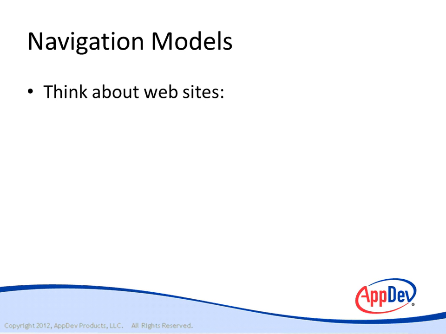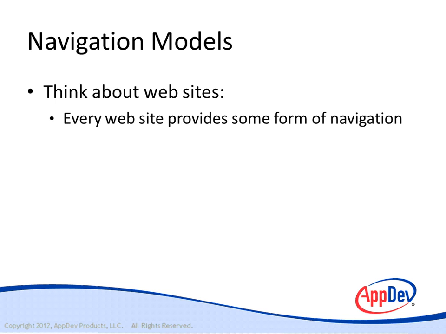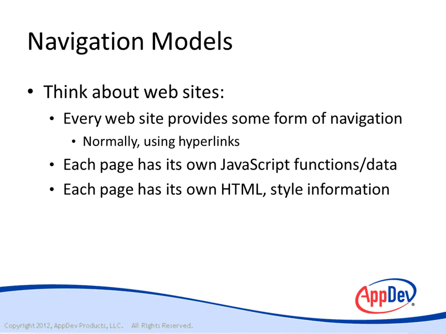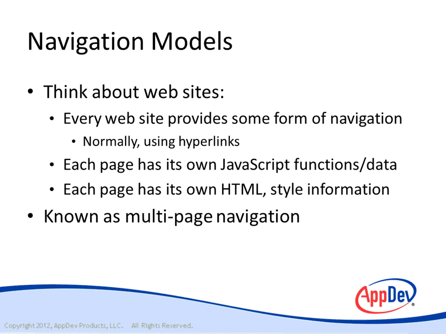If you think about how websites are built, every website provides some sort of navigation. Normally, that's done using hyperlinks. Each page has its own JavaScript functions and data, and each page has its own HTML and style information. This is known as MultiPage Navigation, and you saw it in the previous example when we went from the default page to page 2, or the default page to page 3.